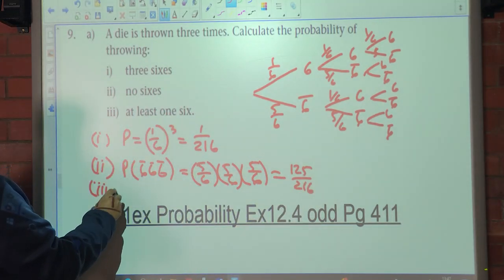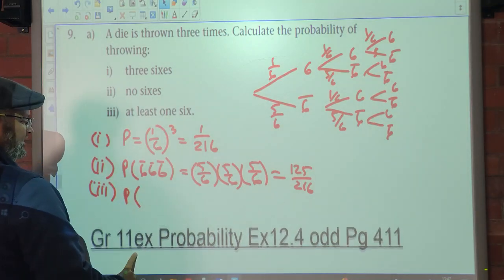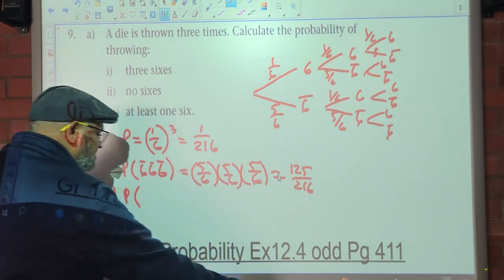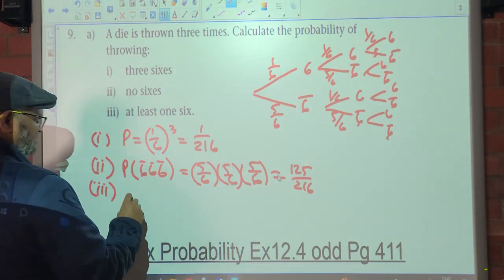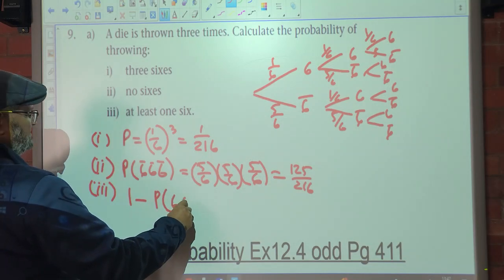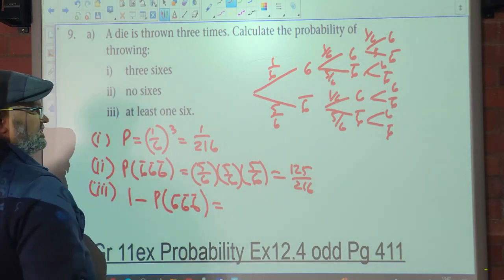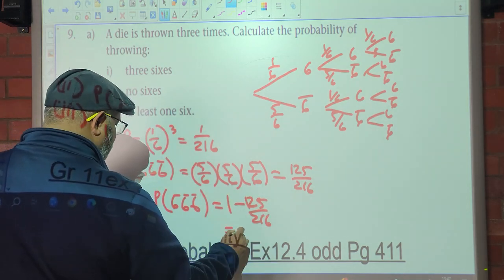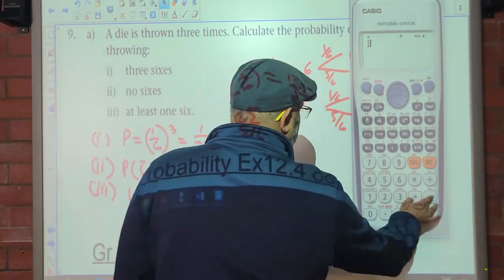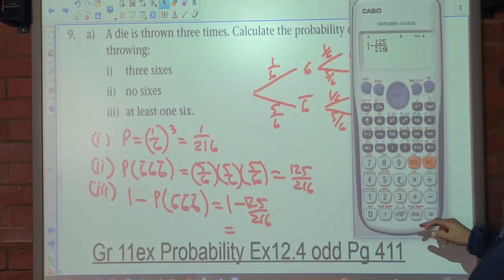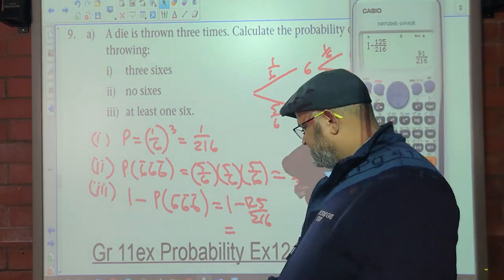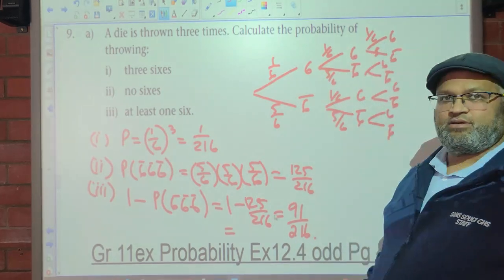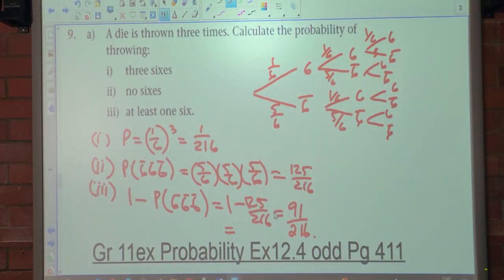Number 3. At least 1 six. So if it's at least 1 six, it's going to be the complementary rule. Why? Then I can just say it's 1 minus the probability of no 6s, which is going to give me 1 minus 125 over 216, which is 91 over 216. Correct?